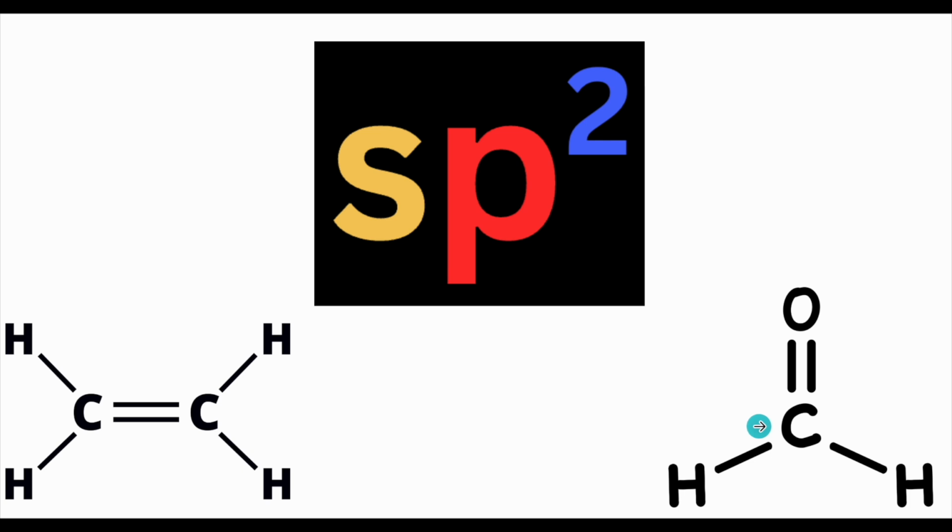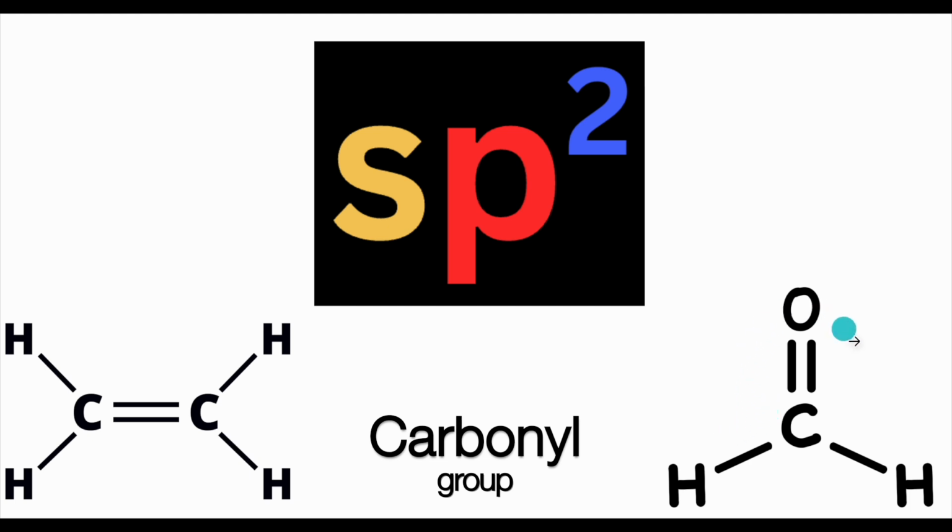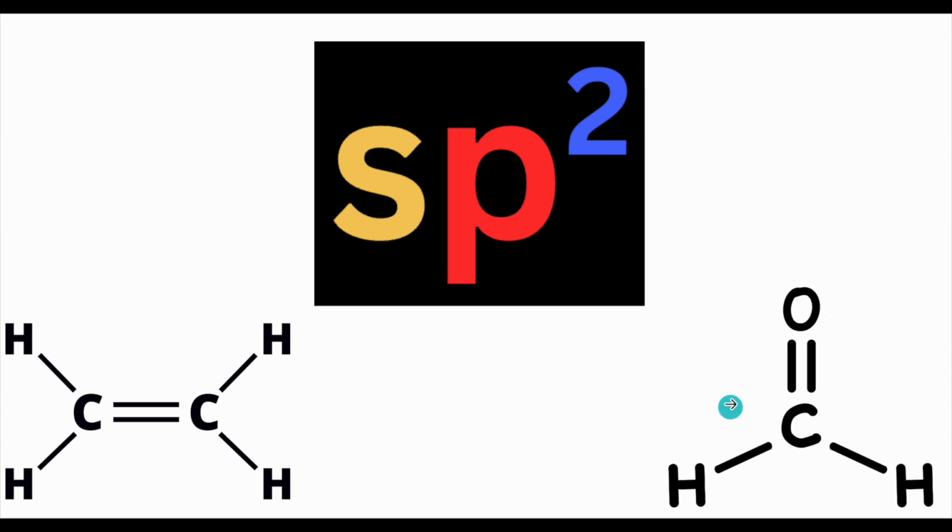This is a familiar thing that we see all the time in organic chemistry. It is a C double bonded to an O and then bonded to other things. This right here is called a carbonyl group. The carbonyl group is sp2 hybridized because the carbon is double bonded to this oxygen and single bonded to each hydrogen, which means there are 3 things bonded to this central atom, which is what makes it sp2 hybridized.